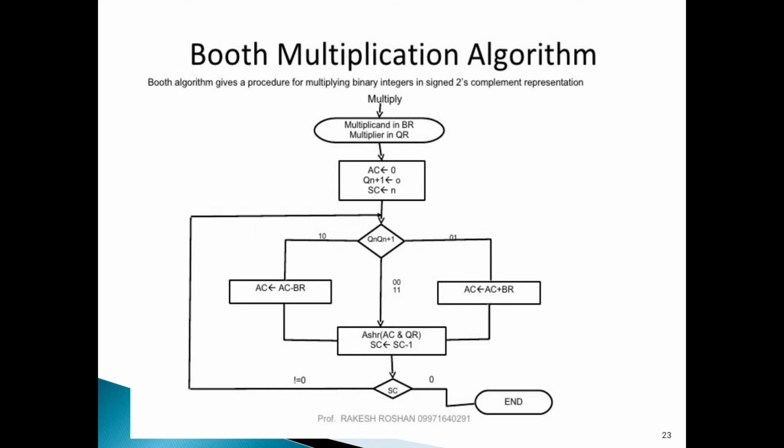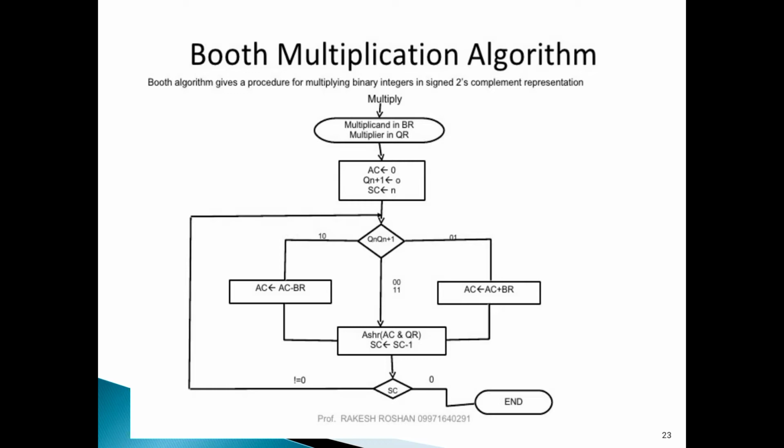Already you know what QN is. So tell me anyone, what is QN? What is QN plus 1? It is the previous least significant bit of the multiplier. For example, I am taking 1 0 1 0 0 as the multiplier. What is the QN value? It is 0.